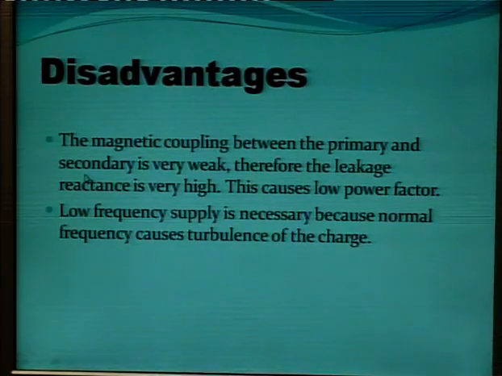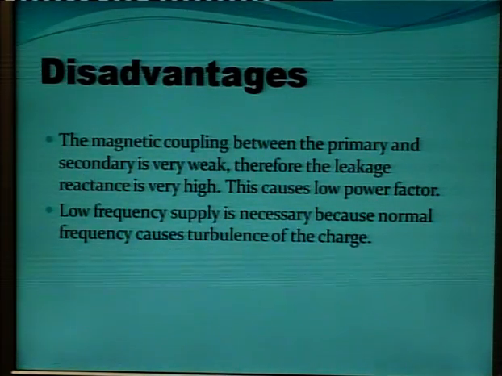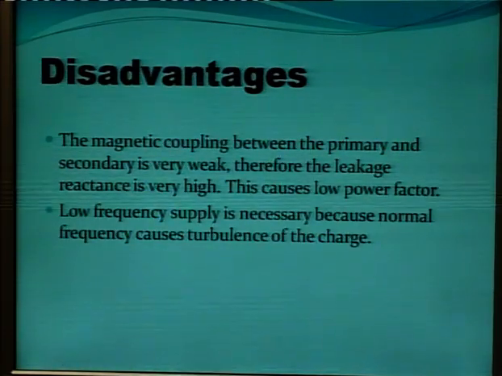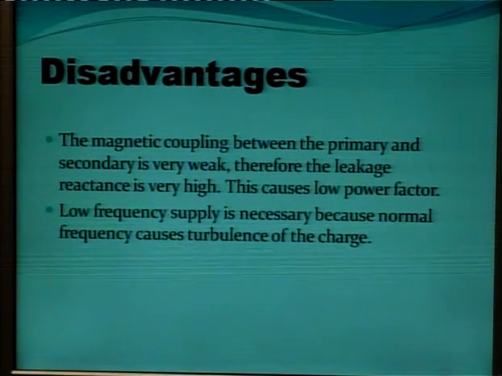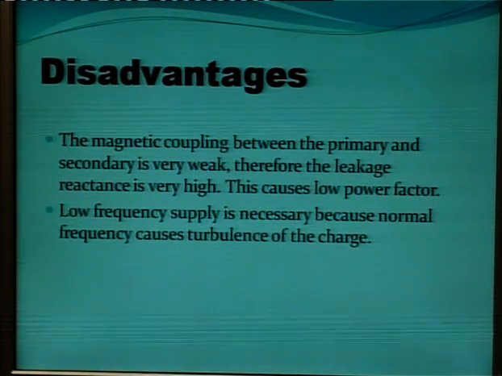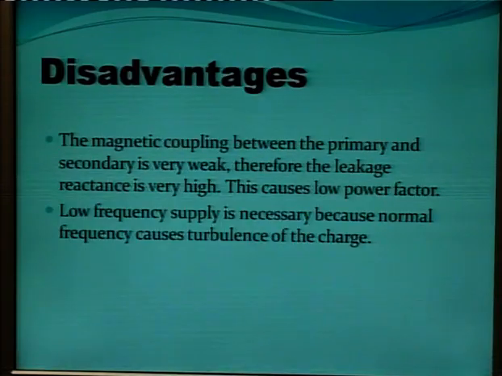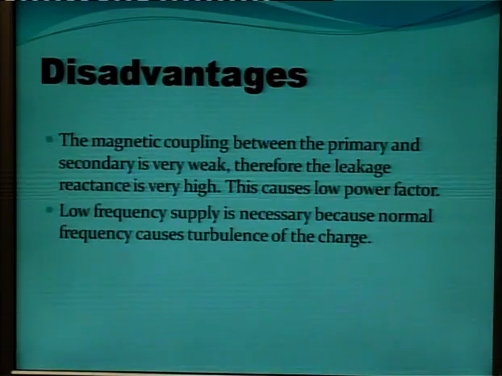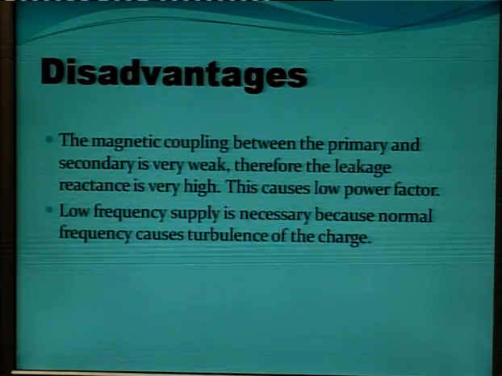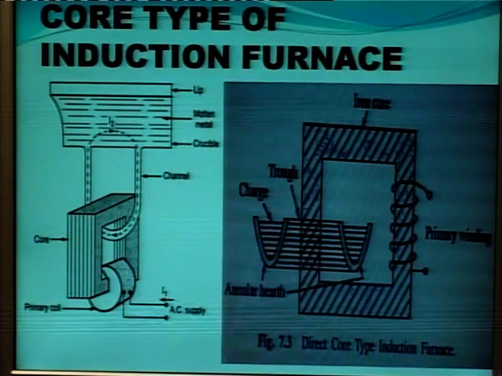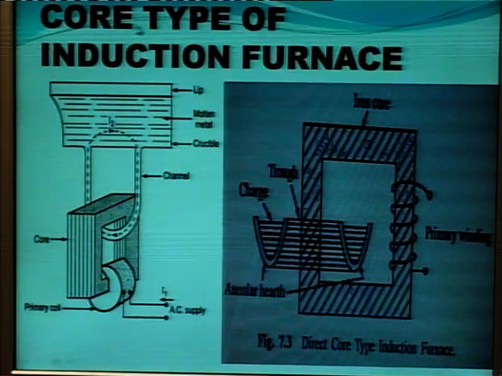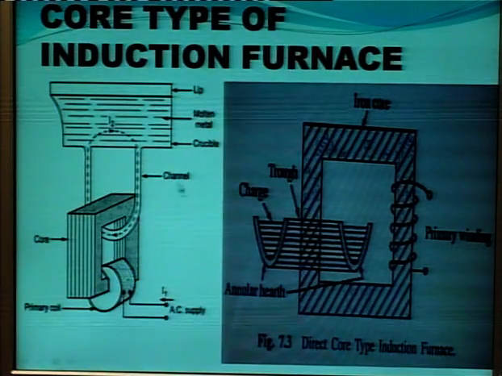Disadvantage: the magnetic coupling between the primary and secondary is very weak, therefore the leakage reactance is very high. Now this causes the low power factor. Now since low frequency supply is necessary, because the normal frequency causes turbulence of the charge, and this problem is known as pinching effect. So this we will discuss in the next slide. So this is the first category, that is the core type induction furnace.